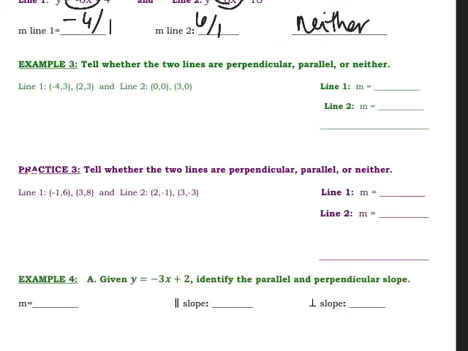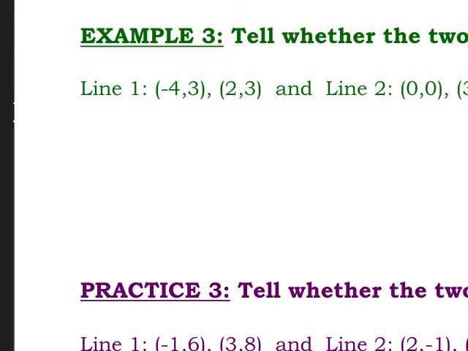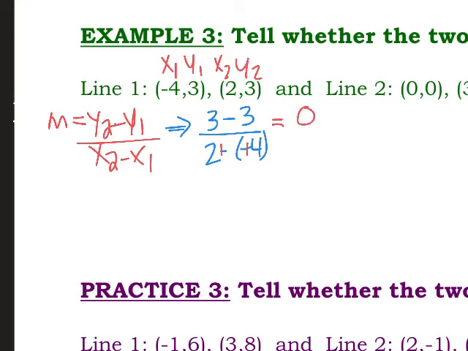All right, so the next one, we're still comparing them, but the only difference is now we have to figure out the slopes, okay? So let's find the slope of the first one. So that means we're using the formula. All right, so x1, y1, x2, y2. All right, what am I writing as my numerator? 3 minus 3. My denominator? -4. The negative and the negative is going to make that a positive. What's 3 minus 3? 0. What's 4 plus 2? So what's your slope here? 0.